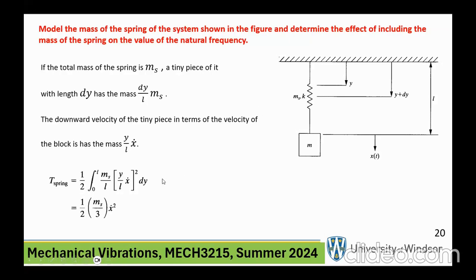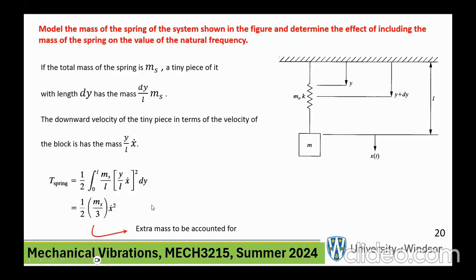What do I mean by clean it up? Ms is constant, it comes out. L is constant, it comes out, and you get the integral of y squared dy from 0 to L. You know, the integral of y squared dy is y cubed over 3. So if you do this bit of algebra here, you get the kinetic energy of the spring is this.